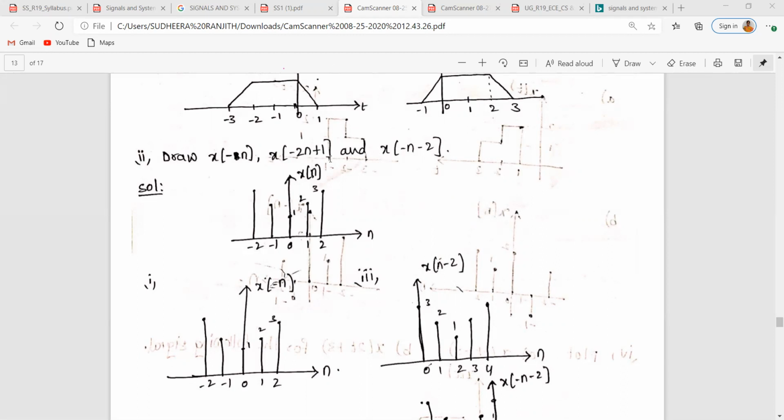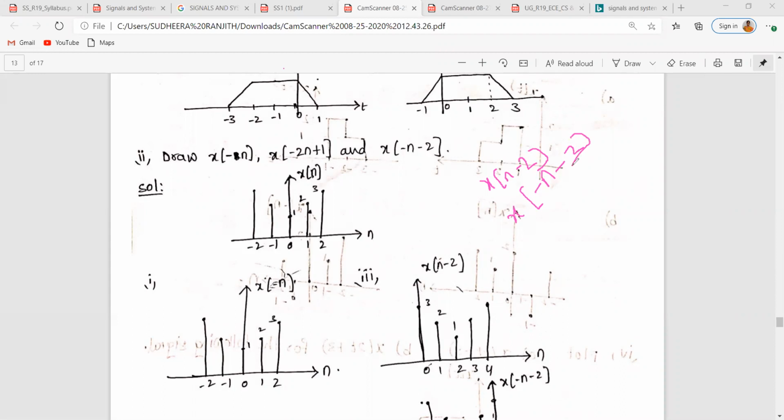Right? And next I would like to plot x of minus n minus 2. So first we should plot x of n minus 2, and then we should plot x of minus n minus 2. Is it clear?